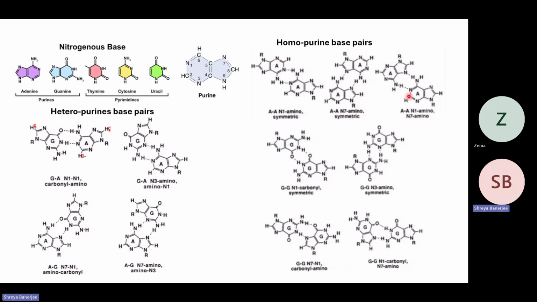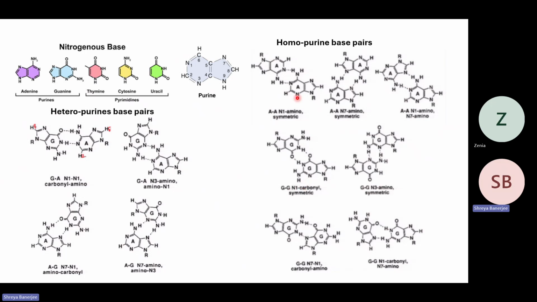Then you can again have AA, where this is asymmetric. So N1 of one is pairing with the amino of the other, and N7 of the other is pairing with the amino of the first one. So here the pairing is different, and so it is not symmetric. The numbering you can remember as shown here.